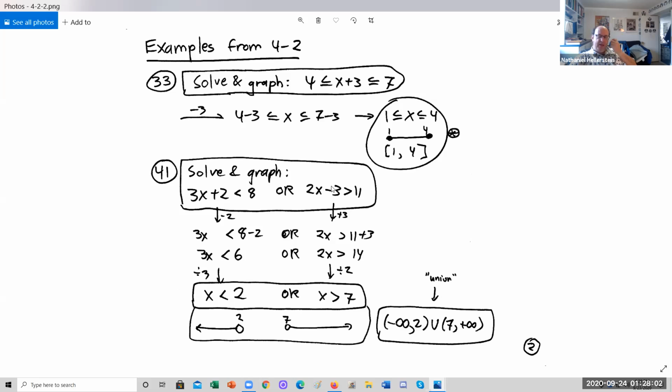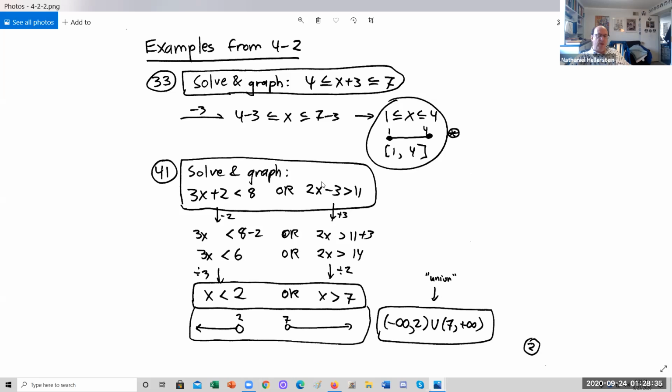This will be one of these, this union of 2 half lines. Solve and graph. 3x plus 2 is less than 8, or 2x minus 3 is greater than 11. Now, for this one, first we'll subtract 2 from both sides. And 3x is less than 8 minus 2. 3x is less than 6. Divide by 3, a positive number, so the less than sign stays the same. Get x is less than 6/3, that's 2. X is less than 2.